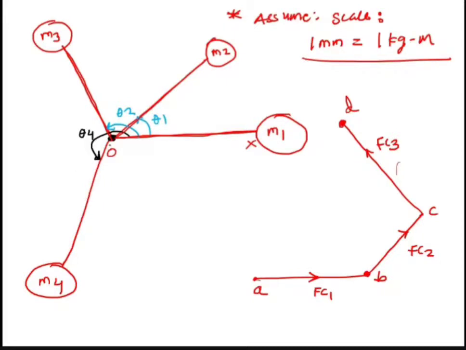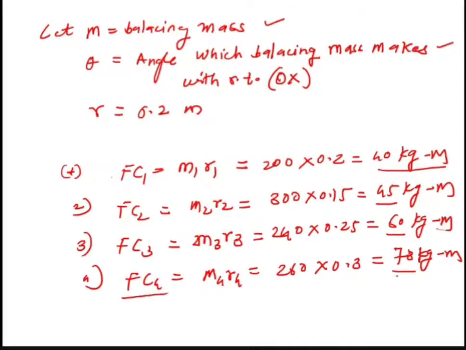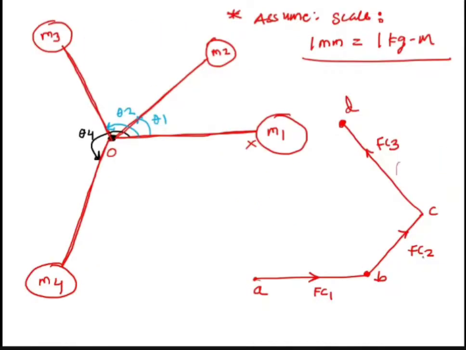Now next, draw a line parallel to OM4, and it represents the Fc4, which is equal to 78 kg meter, means 78 mm means 7.8 centimeter. So parallel to this, somewhere like this. Now this vector DE, see the arrow, represents the force Fc4. Now we have to close the polygon.